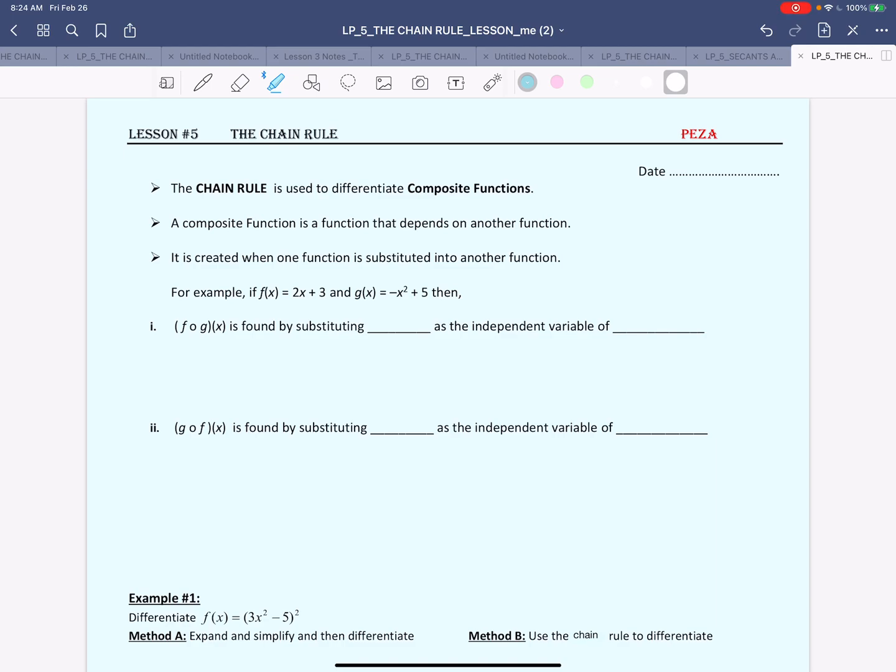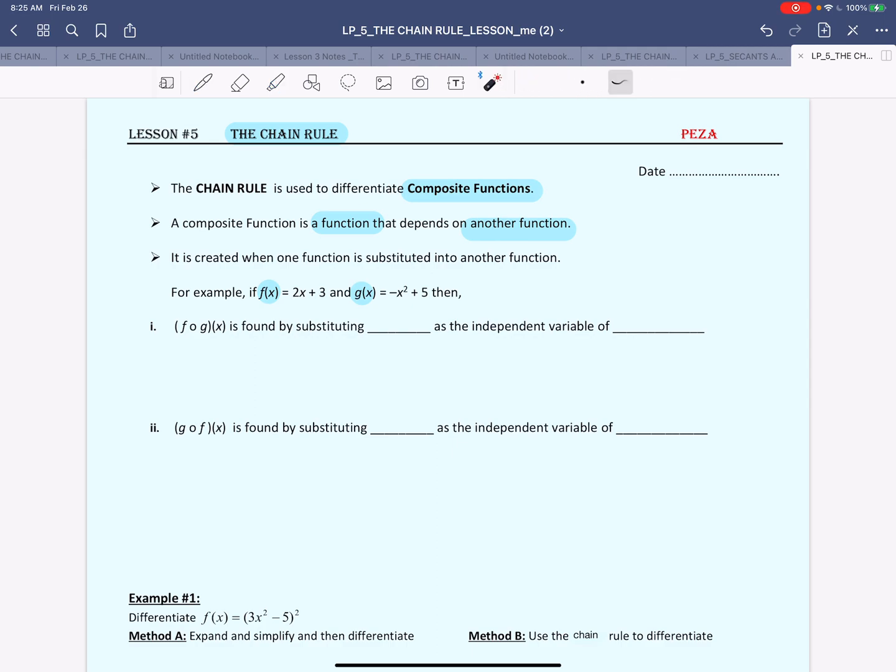Hello and welcome. In this lesson, we'll explore the chain rule and learn how to use it to differentiate composite functions, which are functions that depend on another. To create a composite function, we'll take a look at this example. Suppose that we are given f of x and g of x, two different functions.